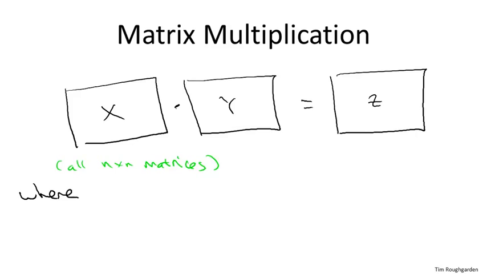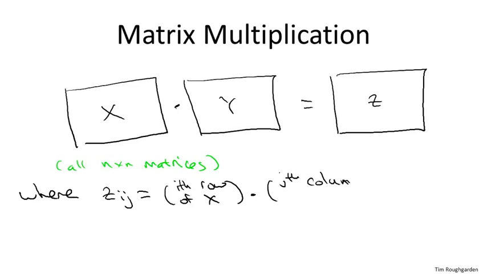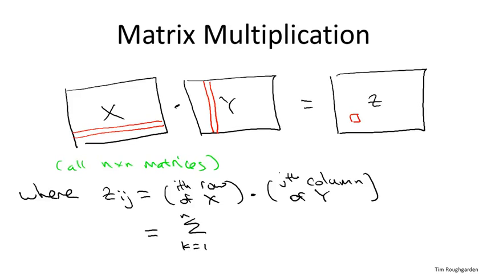Well, recall that the ij entry of z, that means the entry in the ith row and the jth column, is simply the dot product of the ith row of x with the jth column of y. So if ij was this red square, this red entry over in the z matrix, that would be derived from the corresponding row of the x matrix and the corresponding column of the y matrix. And recall what I mean by dot product. That just means you take the products of the individual components and then add up the results.